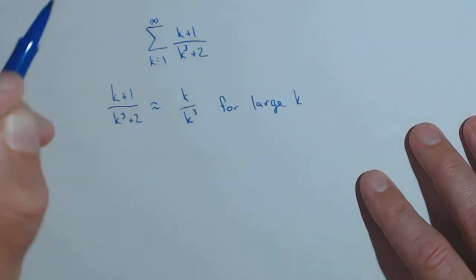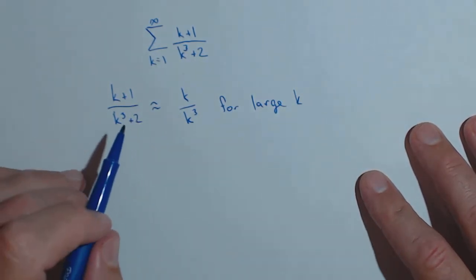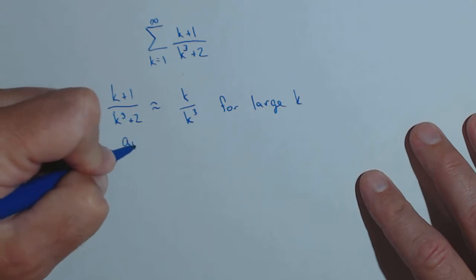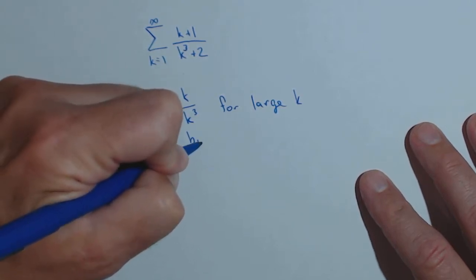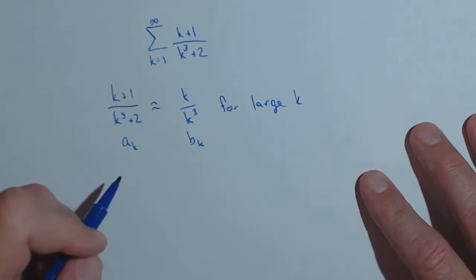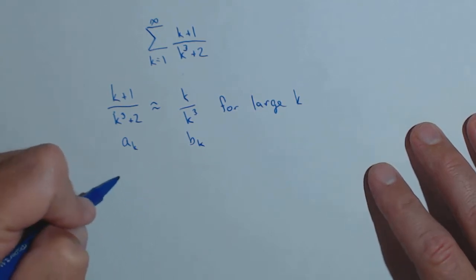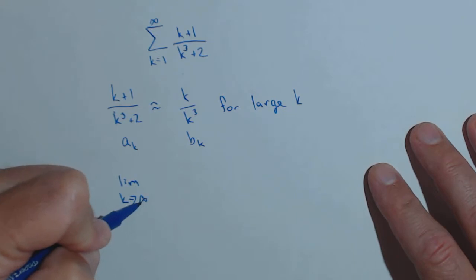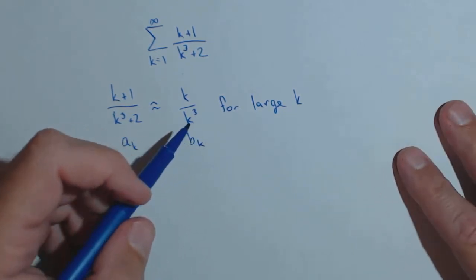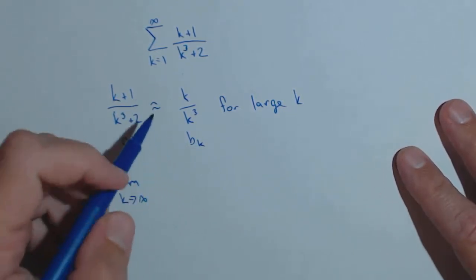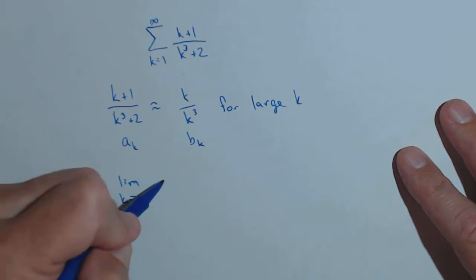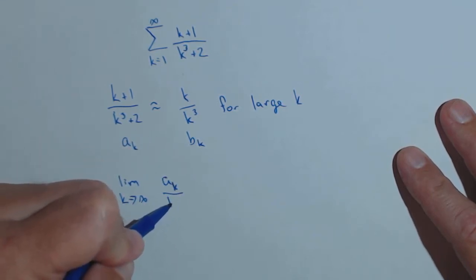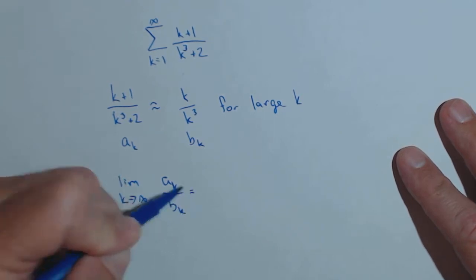Large values of k. Well, then what we're going to do is set up a limit comparison test. We're going to let this be our a sub k, this be our b sub k, and we are going to do the limit as k goes to infinity of that ratio. This is one way of testing how similar two sequences are. If this goes to a finite number, then they grow at about the same rate.